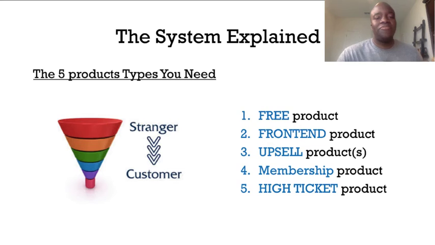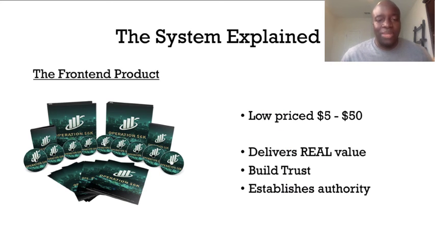So let's go ahead and look at the 5 different types of products that you should have in your actual sales funnel. Number one, you should have a free product. And we're going to go through these really quickly. A front end product, an upsell product, a membership product, and a high ticket product. So if you have those 5 different products within your funnel, you are doing good, and you just got to keep promoting that bad boy. So let's go ahead and jump into explaining each one.